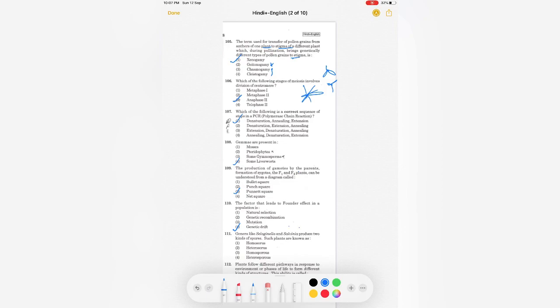Question number 111. Genera like Selaginella and Salvinia produce two kinds of spores. Such plants are known as. The answer is so simple. The answer is heterosporous because they produce two types of spores, microspores and megaspores. Since they produce two different types of spores, the parent body is said to be heterosporous.